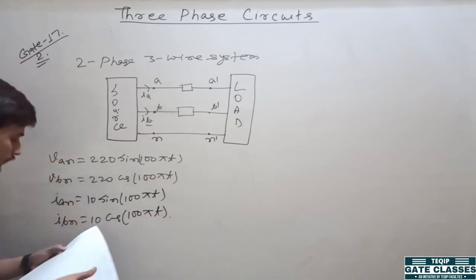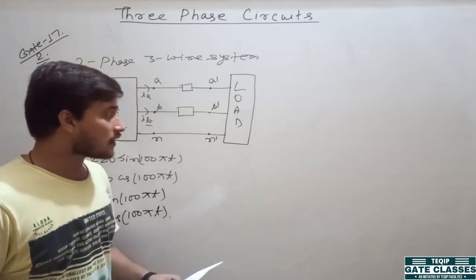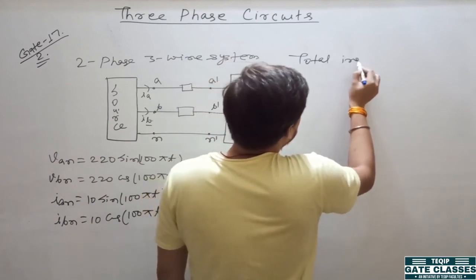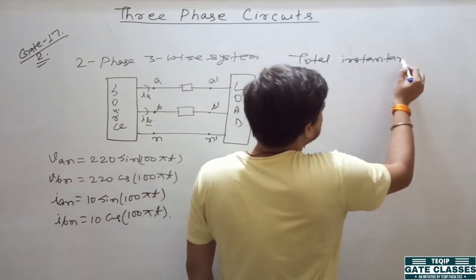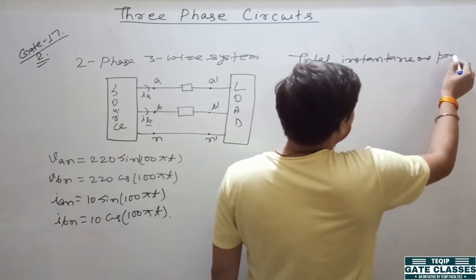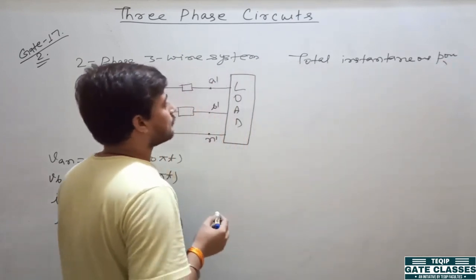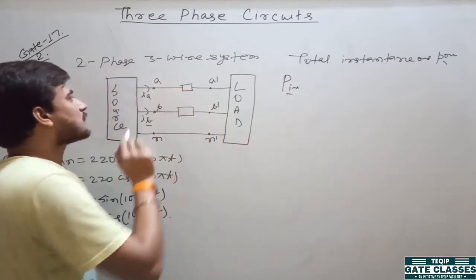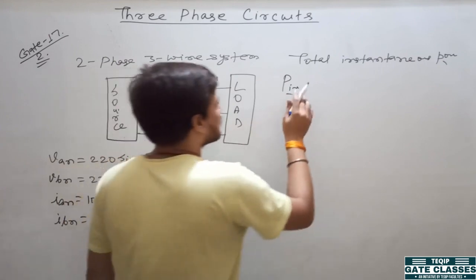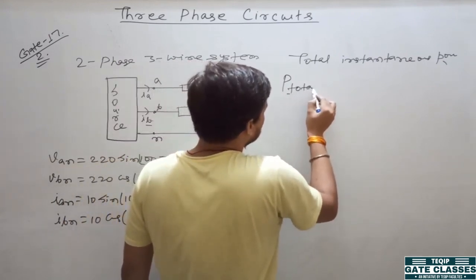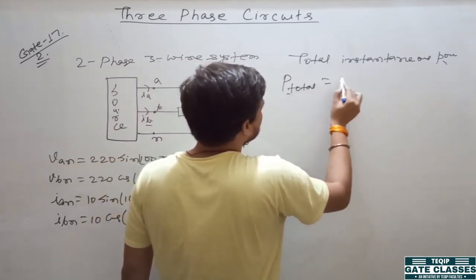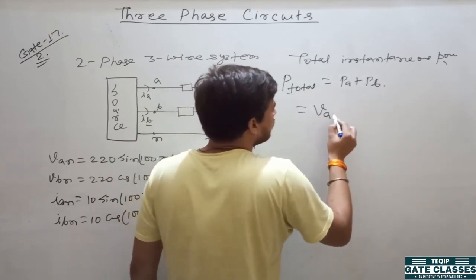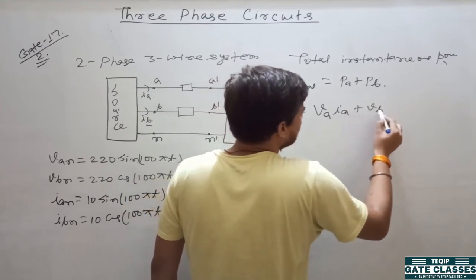You have to find the expression for total instantaneous power. So how to find total instantaneous power? P instantaneous total means instantaneous power of phase A plus instantaneous power of phase B. So P total will be equal to PA plus PB. So what will be the value? It will be VA into IA plus VB into IB.